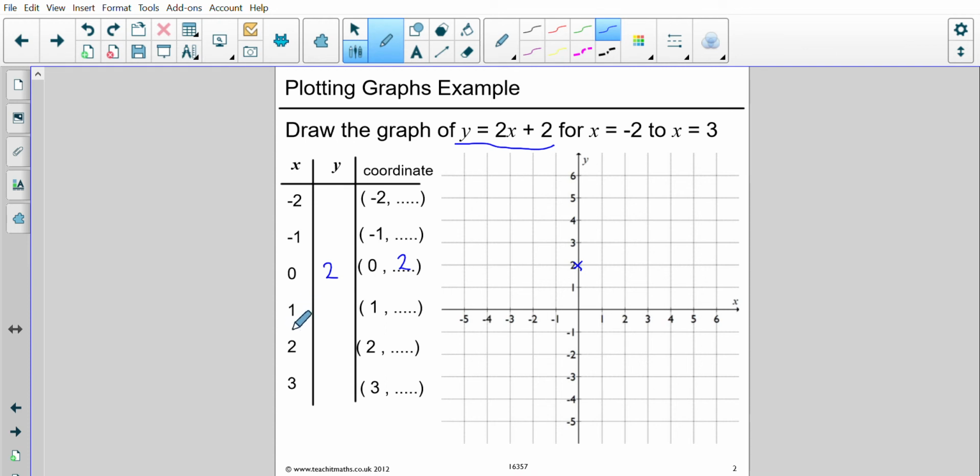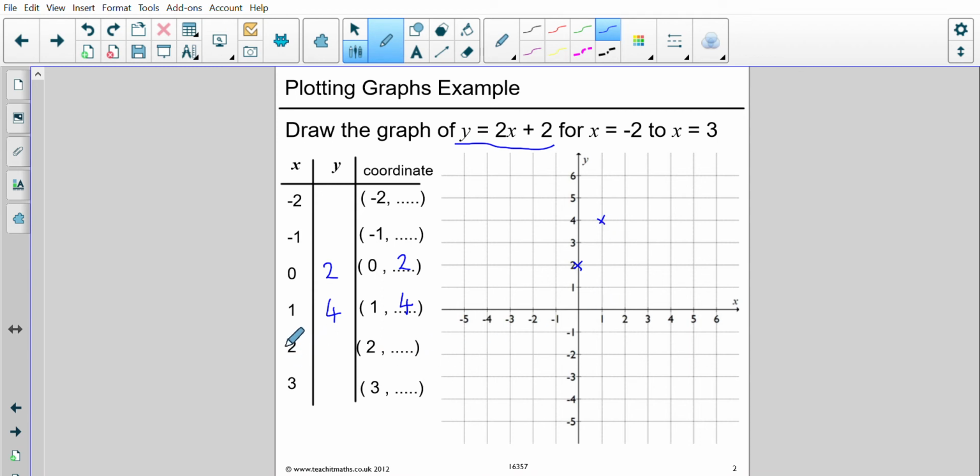When x is 1, I'm now going to substitute x is 1 into the equation for my line. So I've got y is 2 times 1, which is 2, plus 2. So that's going to give me 4. So my next coordinate I can plot is 1, 4. So let's plot that one. 1, 4. That one's there.